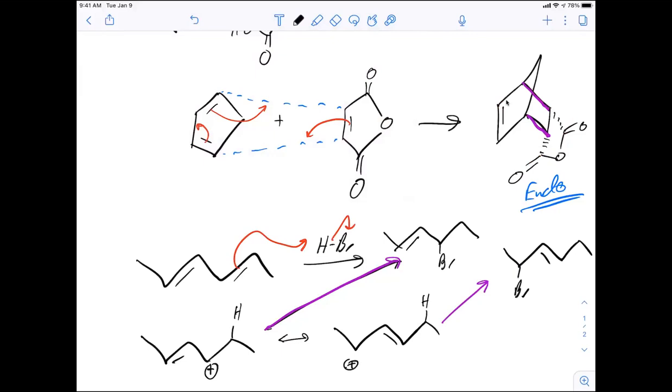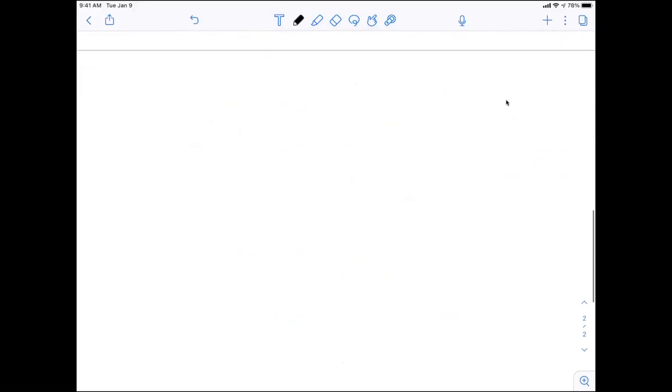Today, we're going to move into aromatic compounds. And that doesn't mean essential oils, although essential oils sometimes have aromatics.